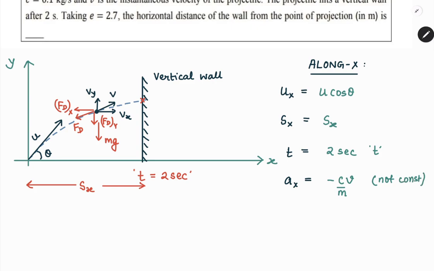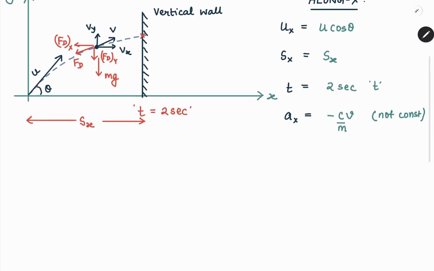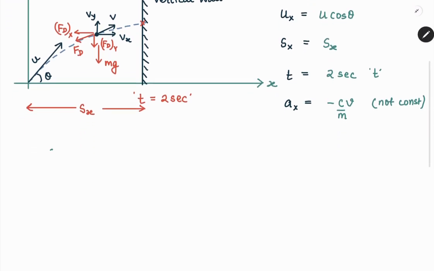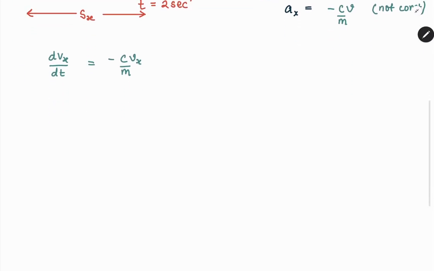So acceleration is not constant but a function of velocity. At an instant of time, if the velocity is Vx, then we can say dVx by dt is equal to minus c Vx by m, where Vx is the component of velocity along x-axis. Now let us focus on solving this particular equation. We can write it as dVx upon Vx is equal to minus c by m dt, and then we integrate both sides.